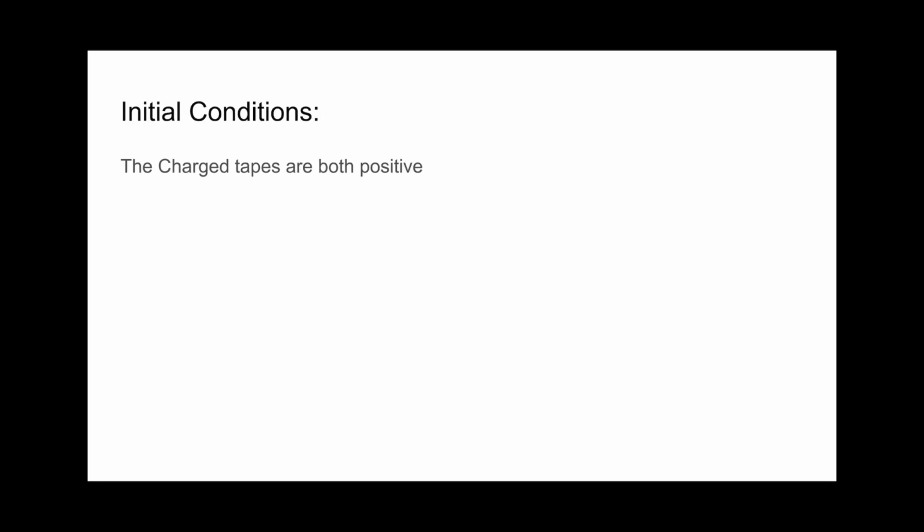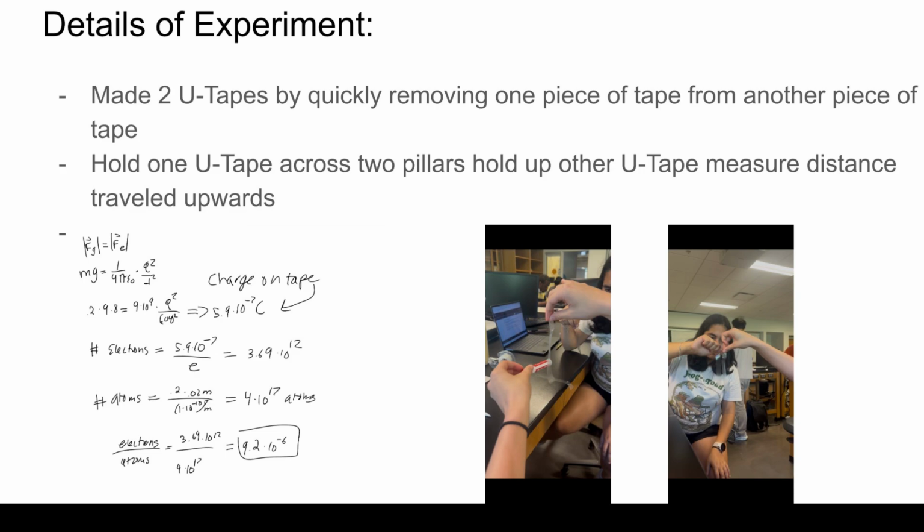Details of experiment. Made two U-tapes by quickly removing one piece of tape from another. Held one U-tape across two pillars and the other U-tape directly underneath, and then measured the distance between them.